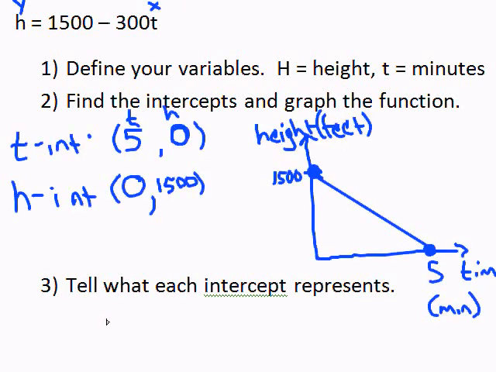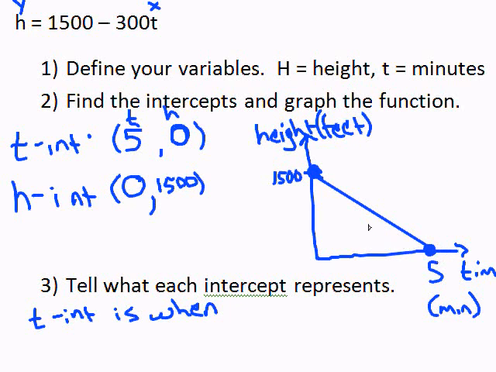The third set of instructions we were given were to tell what each intercept represents. Well, the t-intercept: when the time is 5 minutes, the height is 0 feet. So here we're looking at the t-intercept. When time is 5 minutes, the height is 0.